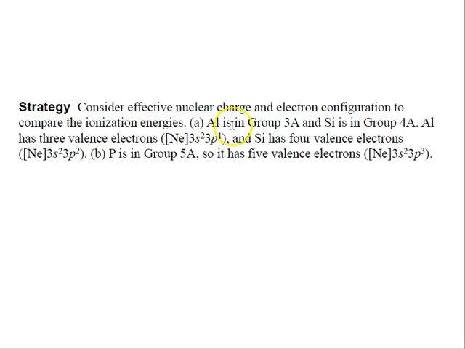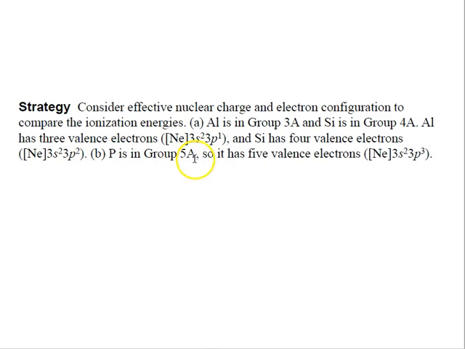In part A, aluminum is in group 3A, silicon is in group 4A. What that means is aluminum has 3 valence electrons. Here's the electron configuration. We see 3s2, 3p1 for a total of 3 in its outermost shell. Silicon has 4 valence electrons. That is 3s2, 3p2. We have these 2 and 2, which is 4 in its outermost energy level.